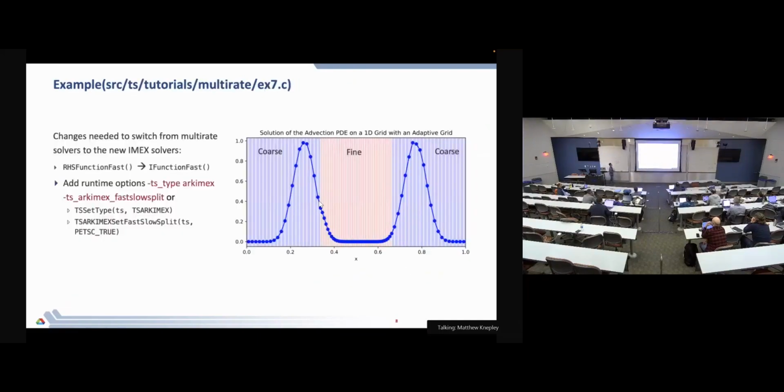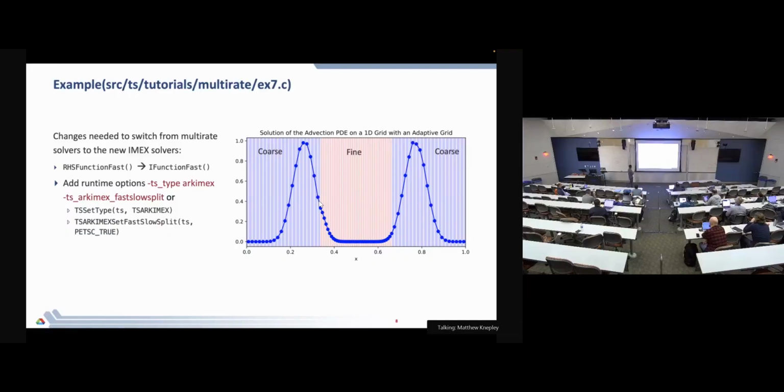There's a more interesting example located in the TS tutorial multi-rate. This example solves a one-dimensional advection PDE on an adaptive grid using finite volume methods with upwind slope limiters. This example was originally designed for testing PETSc's multi-rate solvers, but minimal changes are needed to switch from the multi-rate solver to the new IMEX solver.